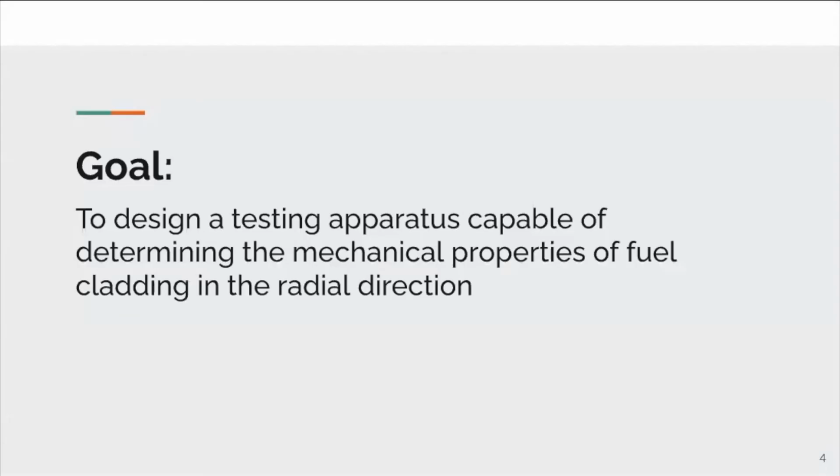The overall goal of our project is to design a testing apparatus to determine the mechanical properties of cladding in the radial direction, which is done using the ring hoop tension test and ring compression test.